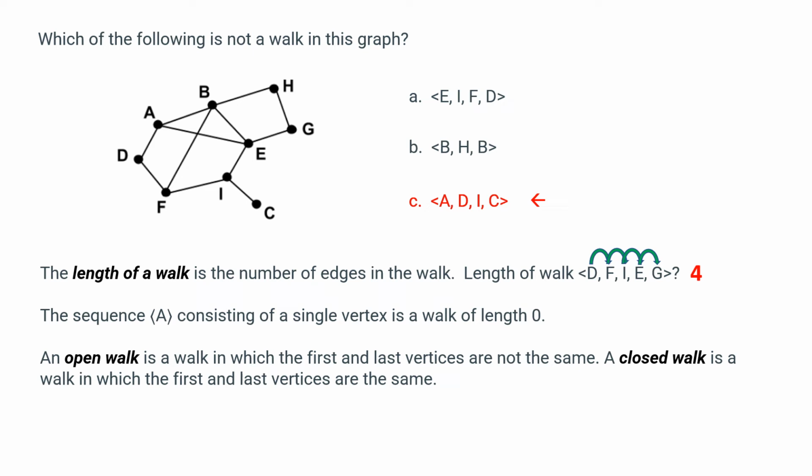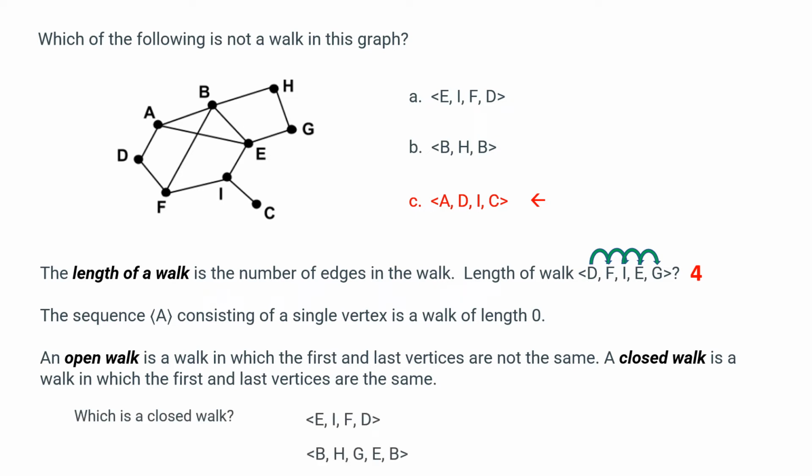Now there's what we can call an open walk and a closed walk. An open walk is a walk in which the first and last vertices are not the same. So you end up in a different spot than you started. But a closed walk is a walk where the first and last vertices are the same. So I start on some vertex and I walk around and I end up back where I started. That would be a closed walk.